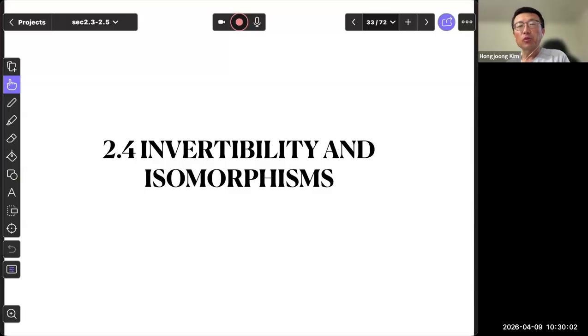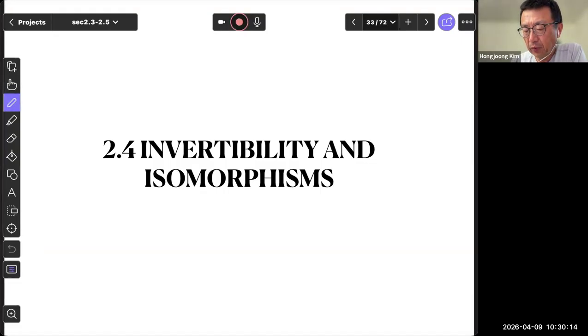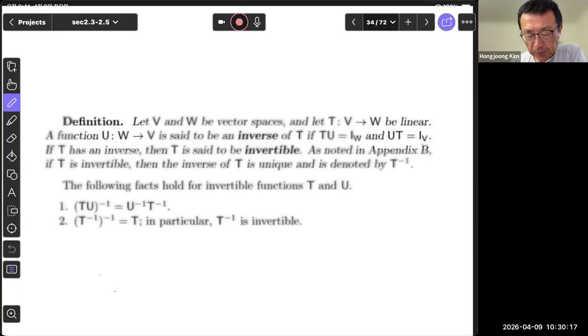Okay, good morning, everyone. We are considering invertibility, and this is quite important. So let me go over it again one more time briefly, and then we go to the next section.